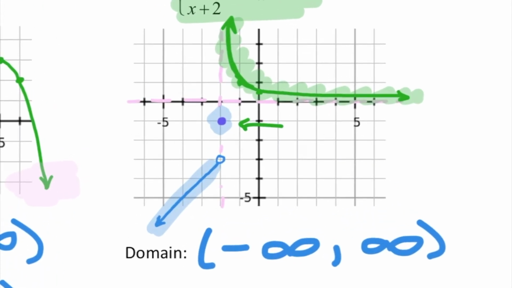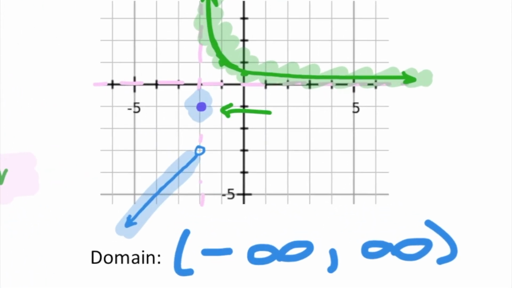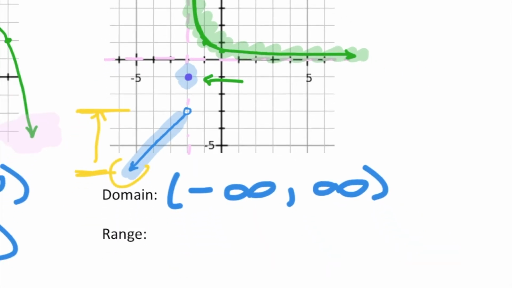But now the range, let's take a look at the range. The range goes from -infinity here up to, but not including, -3. So the range starts at -infinity, goes to -3, does not include -3 because of that open circle.